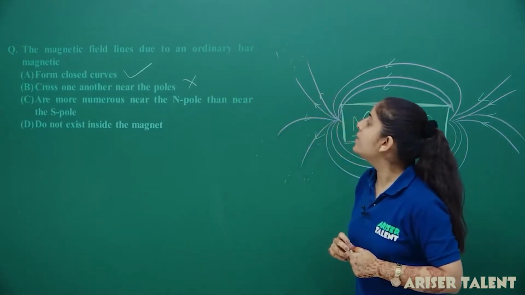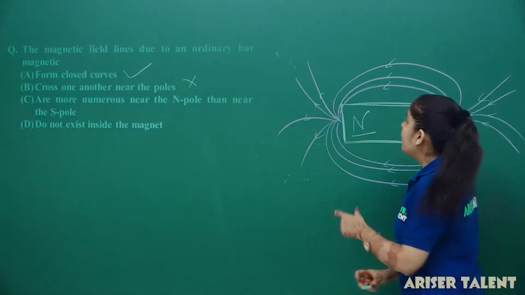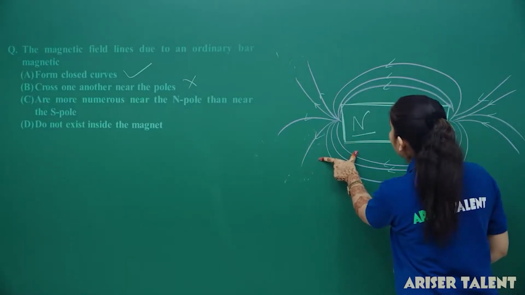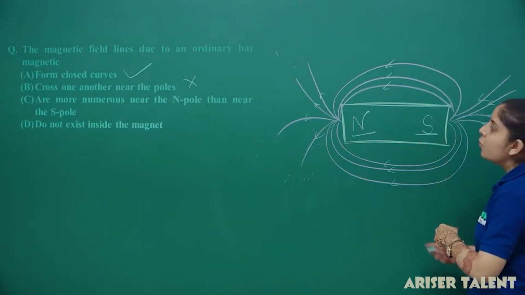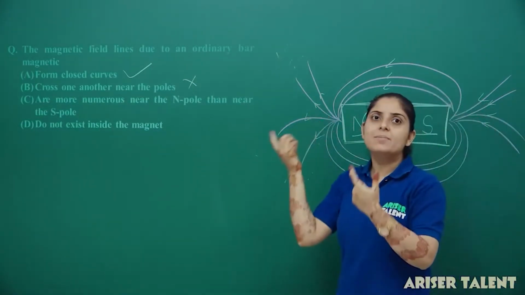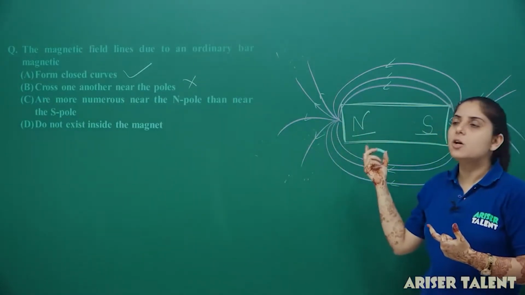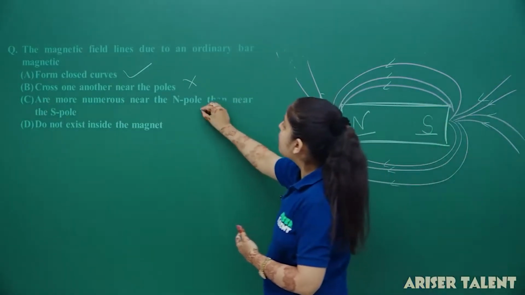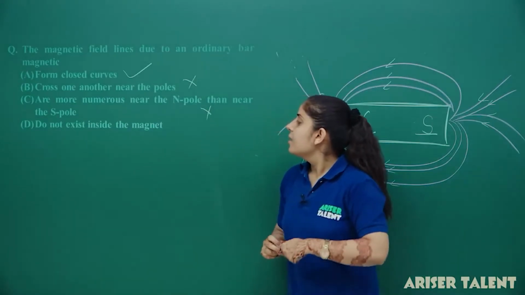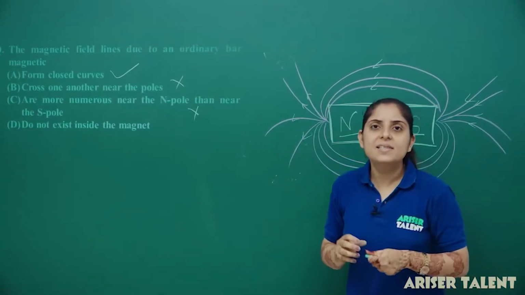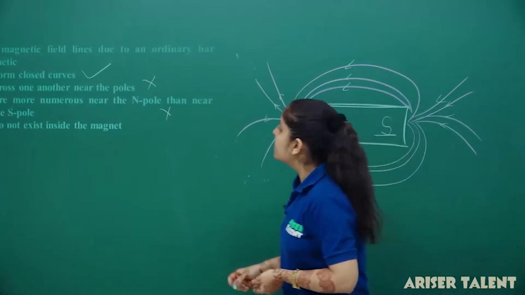Are more numerous near the north pole than the south pole. You can see that the magnetic field line magnitude is equal at north and south pole. We do not get maximum lines near the north pole as compared to the south pole. So, again this option is false here. Next, do not exist inside the magnet, and this statement is again false.